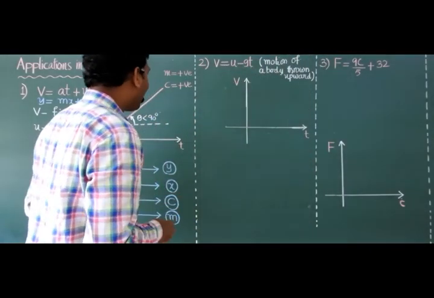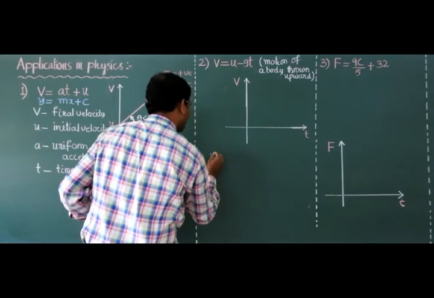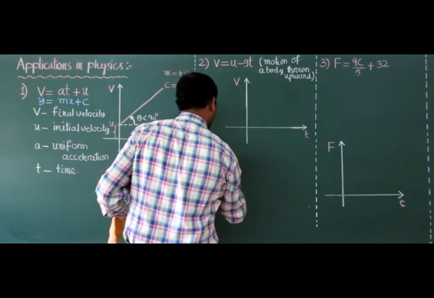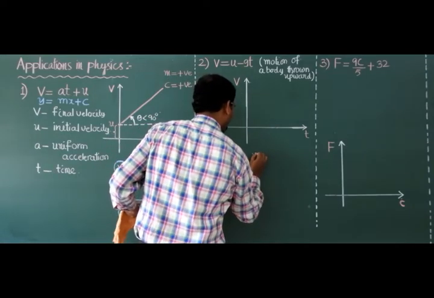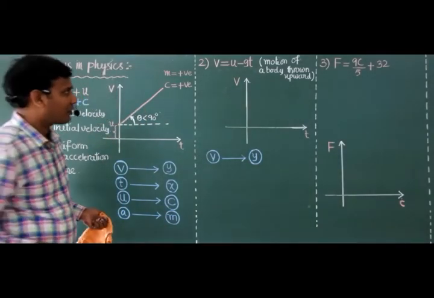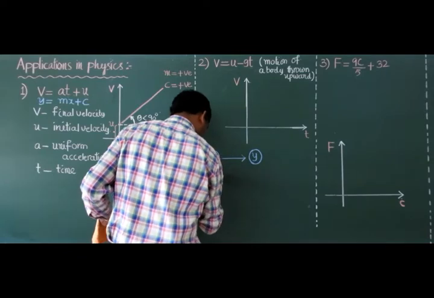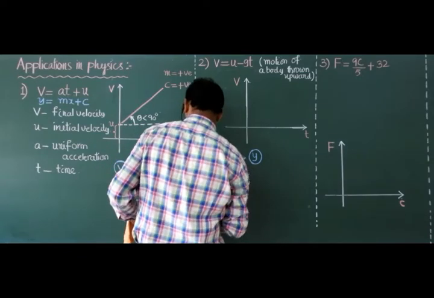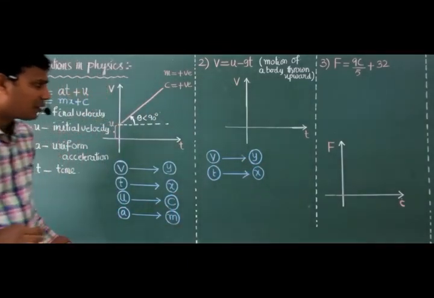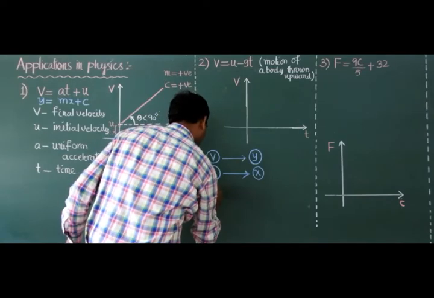Right? Now again, you compare like this. V is equal to Y. T is equal to X. Okay? Then next, U.